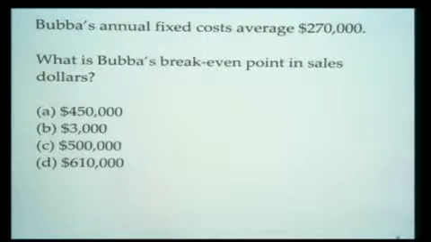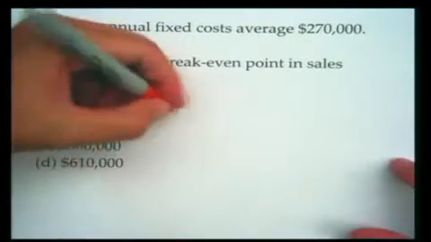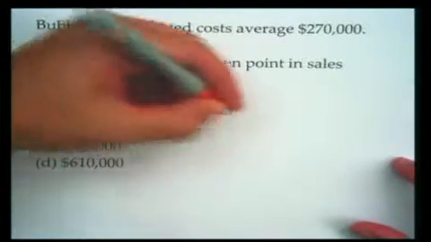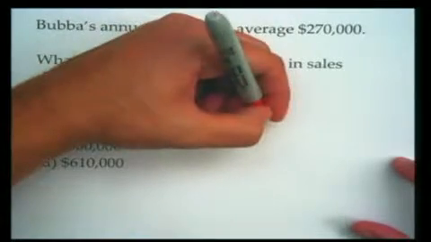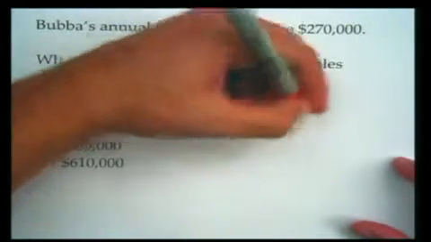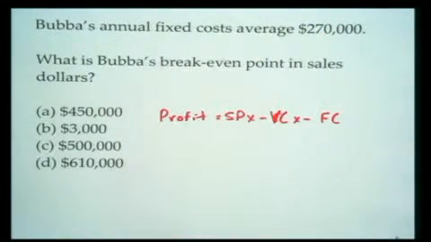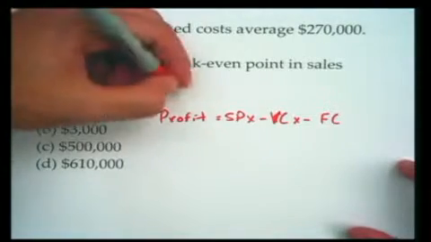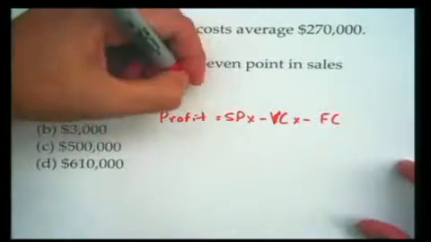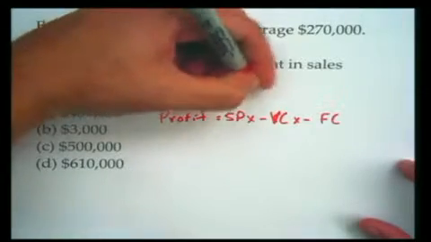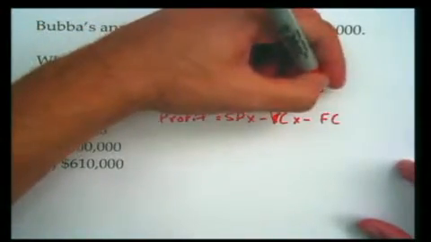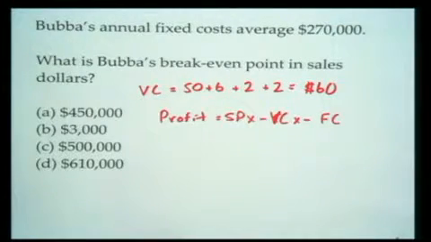Okay, break-even point in sales dollars. What we have to do first is use the formula that we're going to use a billion times: profit equals selling price times X minus variable cost per unit times X minus the fixed cost. But the problem is we don't have the variable cost per unit. Well, we can get it. It's 50 plus 6 plus 2 plus 2. In other words, the variable cost per unit is $60.